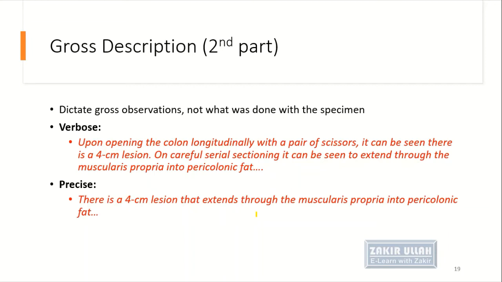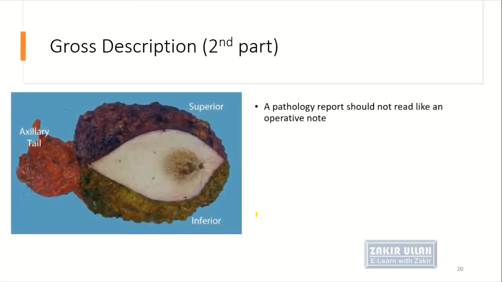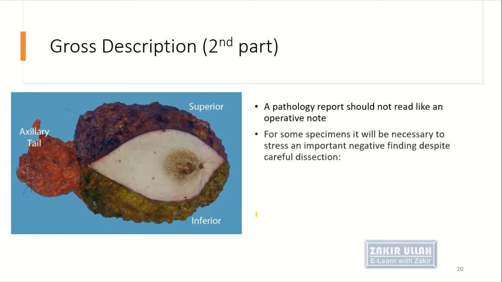And these should be precise. There is a 4 centimeter lesion that extends through the muscularis propria into pericolonic fat. The pathology report should not read like an operative procedure, but for some specimens it is necessary to stress an important negative finding.